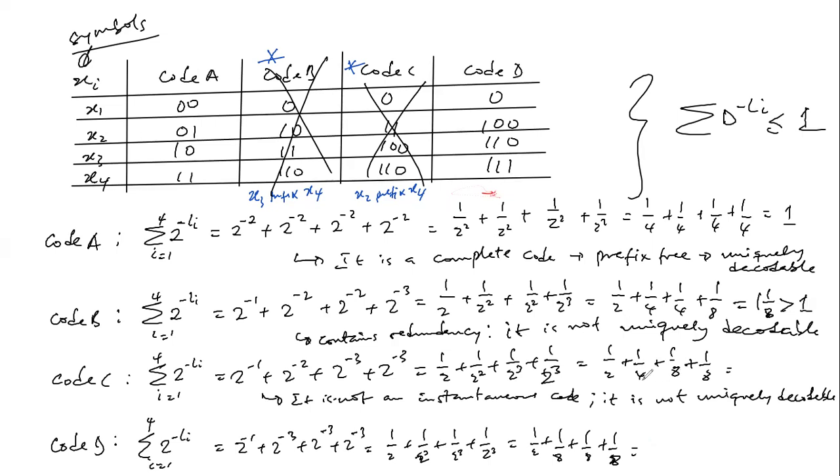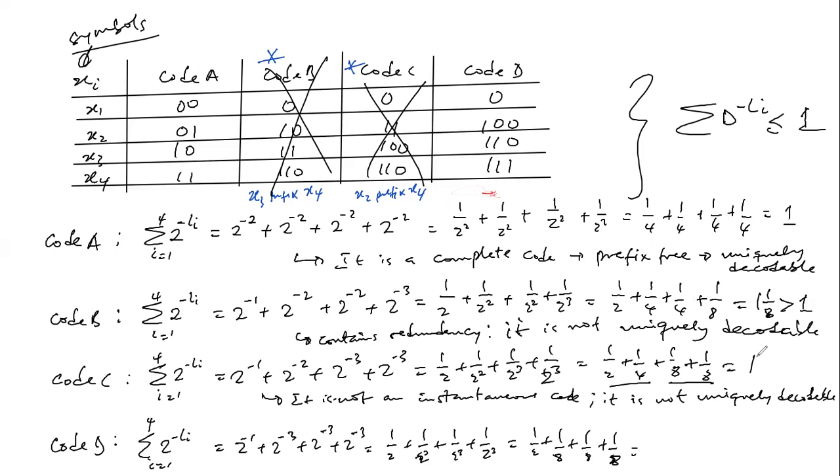This plus this. This is 1 over 4 plus 1 over 4. That's 7 over 8, this one, right? Because 1 over 4 plus 1 over 4, that's 1 over 2. Plus 1 over 2, that's going to give us 1.